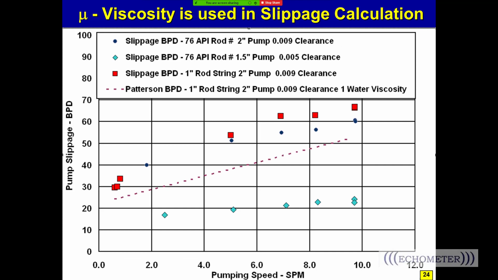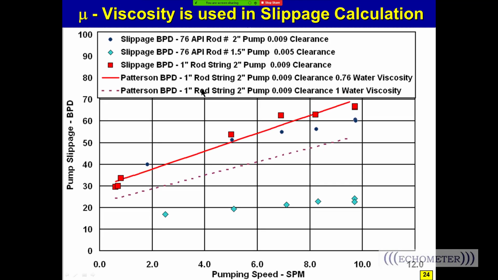All right, so here's an example of some data we collected. This is the pumping speed right here, speed versus slippage. You can see as you pump faster, you get more barrels per day. Slippage is shown for different size pump clearances. This is a 7/6 rod string, which is 7/8, 3/4, and 7/8, and then 6 3/4-inch rods. This was a 1-inch rod string, and the 1-inch rod strings were stiffer. And so we had 2-inch plungers with 9 thousandths clearance, and a 1.5-inch plunger with 1 and 5 thousandths clearance. And all these show that as you pump faster, the slippage would increase with pump speed because there's more strokes.